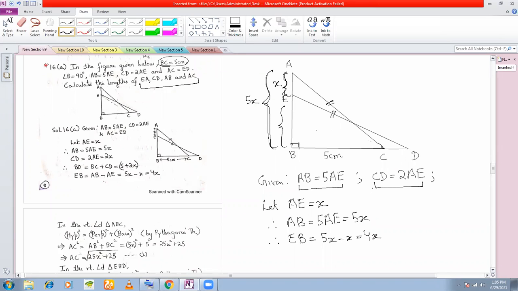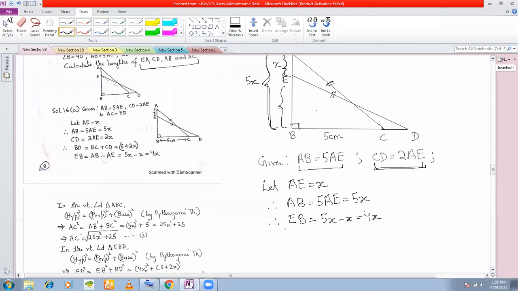Fine. Now let's see this. CD is twice of AE. That means CD is 2X. So let's label it in the diagram. This length is 2X, right? Okay. So now you know this length to be 5 centimeters and you know this length to be 2X. So therefore, what is this entire length here? BD. BD is 5 plus 2X, right?